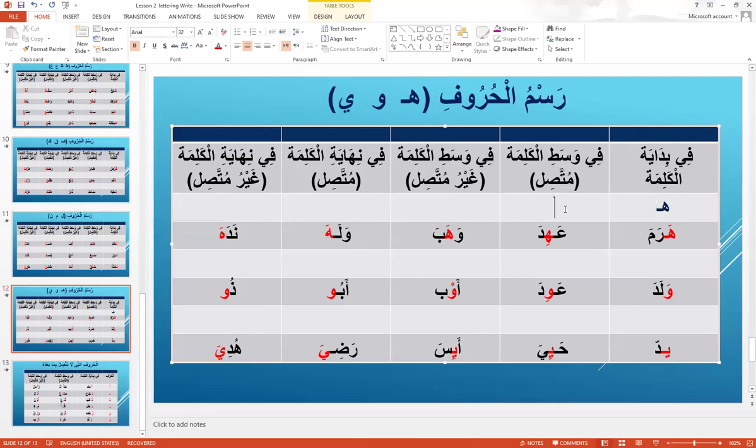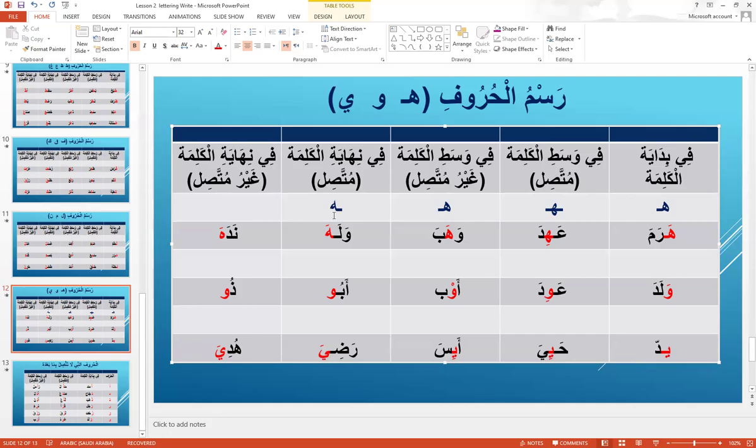Then ha in the middle of the word, connected. It has this connection because it's connected, and it has this connection on the other side by default. Ha in the middle of the word, not connected, it's going to be written like this. Then ha at the end of the word, connected. So we have the connection on ha.